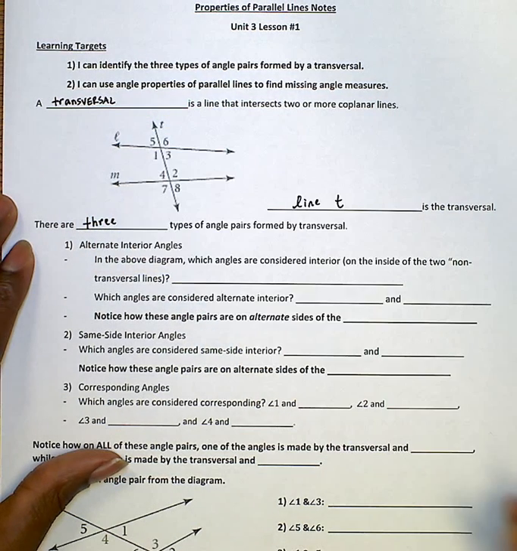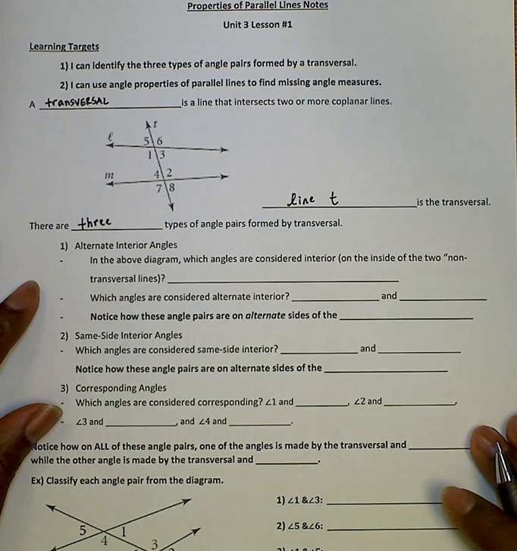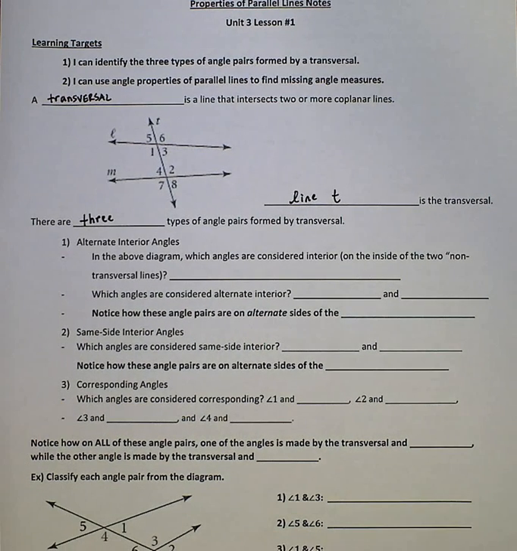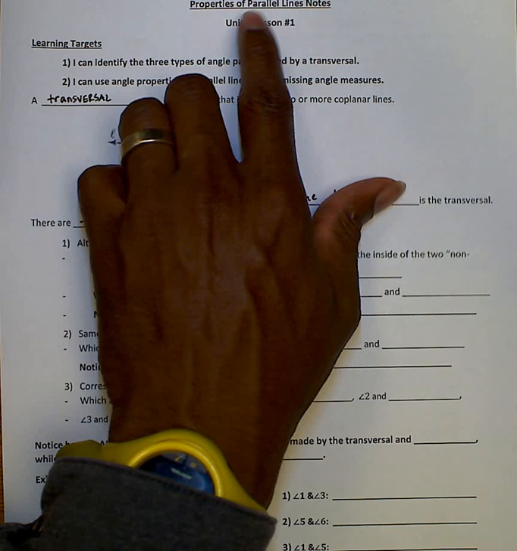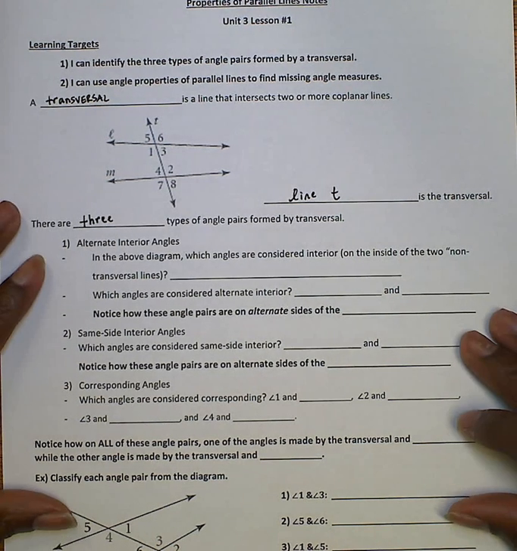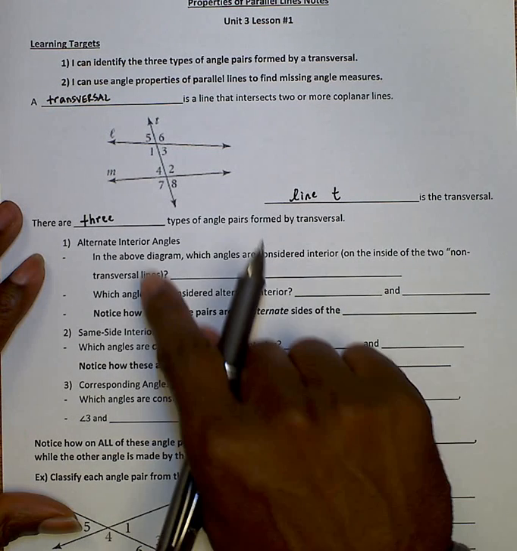Okay, and we're going to talk about those angle pairs, making sure that we can identify them, and then later on in this lesson we're going to talk about what's special about them in the case that our lines are parallel. But before we talk about parallel lines, let's just make sure that we are able to identify the three types of angles.